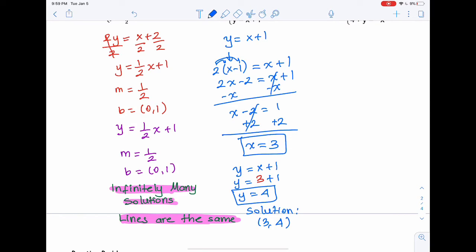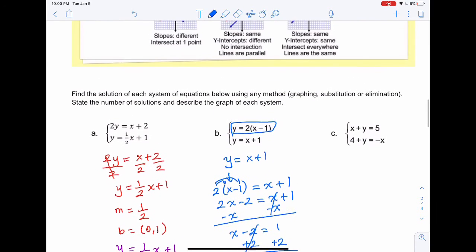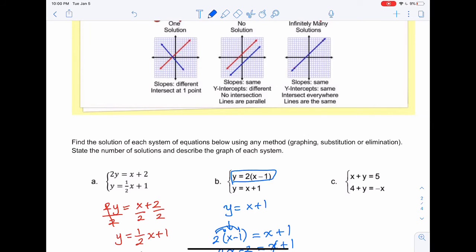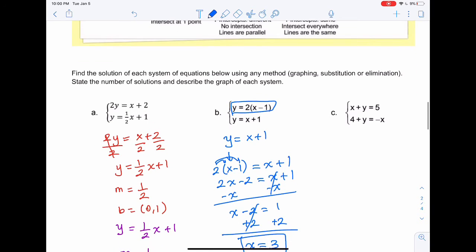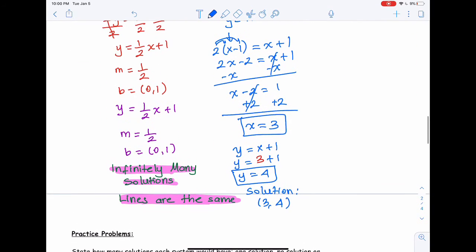(3, 4). So if we describe the graph here, let's go back up here, we have one solution only. It means we have two lines with different slopes and they intersect at one point. So they intersect at one point. That means we have only one solution, and this is the solution.